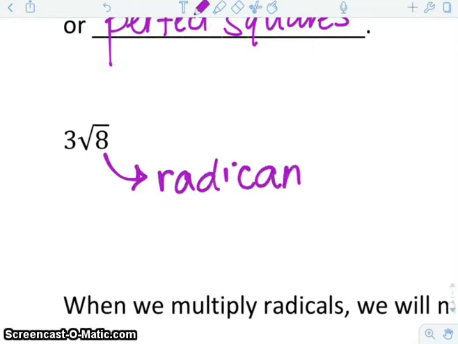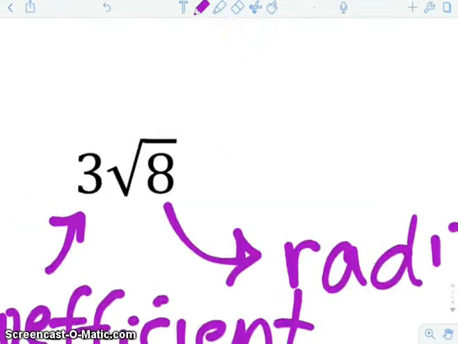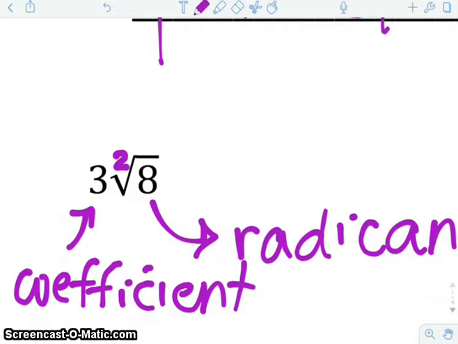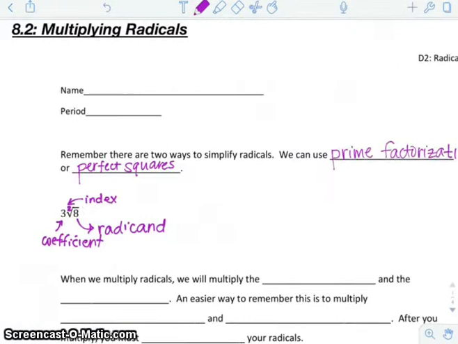The number in front of the radical is our coefficient, and the little number that would normally sit right here, in this case it's a 2, is called the index. Remember that if there's no number written there, we assume the index is 2. Just like if there's not an exponent written on a variable, we assume the exponent is 1. It's always a 2 unless it's otherwise noted.